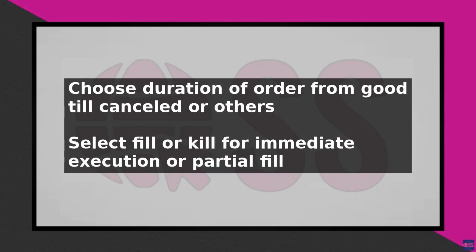You also need to select the duration of the order, which can be either good till cancelled, fill or kill, or immediate or cancel. Good till cancelled means the order will remain active until it is filled or cancelled, while fill or kill means the order will only be executed if the entire quantity can be filled immediately. Immediate or cancel means the order will be partially filled if possible, and the remaining quantity will be cancelled.